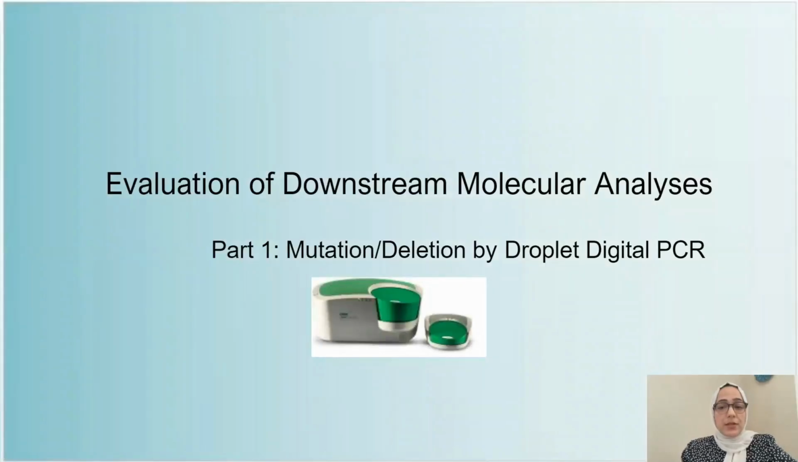In the next two slides, I would like to talk about the evaluation of downstream molecular analysis using enriched CTCs from Genesis. This section has two parts. Part one is focused on mutation detection by droplet digital PCR, and my colleague Cissy will continue with the gene expression by quantitative PCR and NGS sequencing in part two.